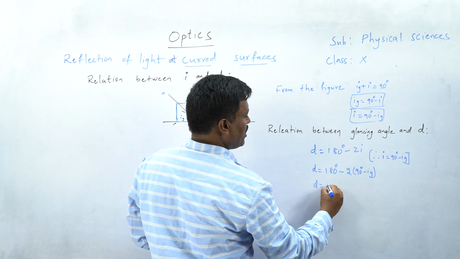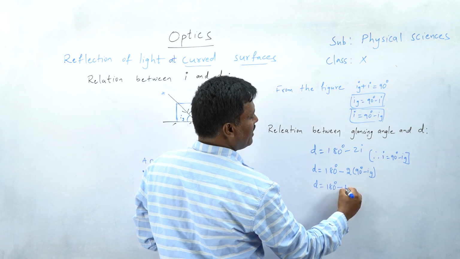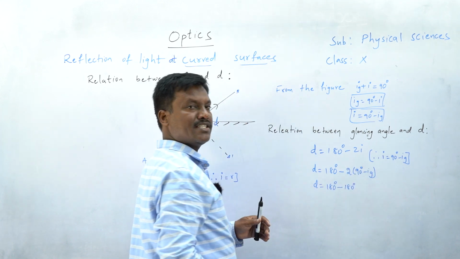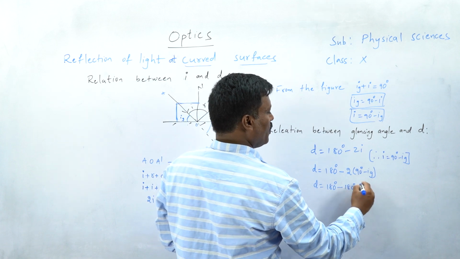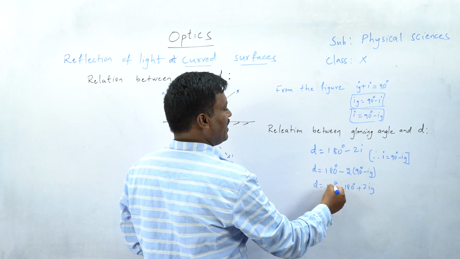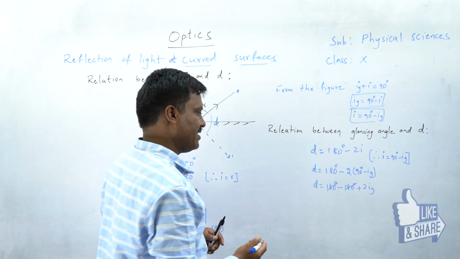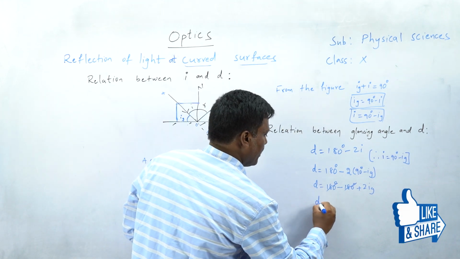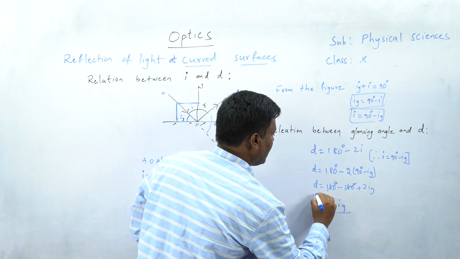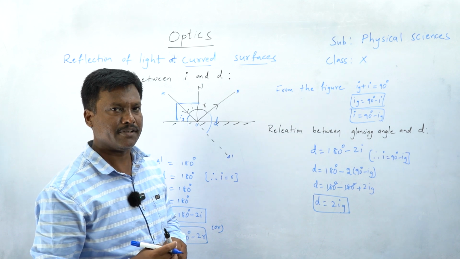Then D is equal to 180 degrees minus, expand it, 2 into 90, 180 degrees, and minus into minus plus 2 into Ig, 2Ig. 180 minus 180, both are cancelled, 0. Then D is equal to 2Ig. This is the relation between angle of deviation and glancing angle.